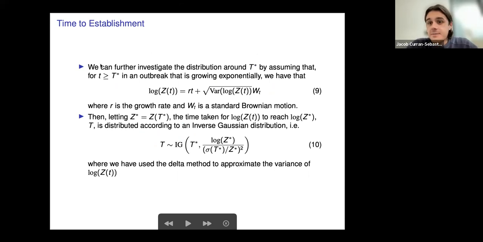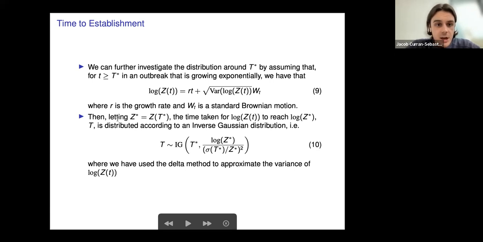And we don't just want a central estimate for T star, we also want to know about the distribution and the variation around T star. So here we assume that for all t greater than or equal to T star, we can approximate with a deterministic model, which means that our outbreak is going to be growing exponentially. So the log of the mean number of cases, log Z of t, should be growing like rt, where r is the growth rate. And then we have some variation around this growth rate that we model using a standard Brownian motion.